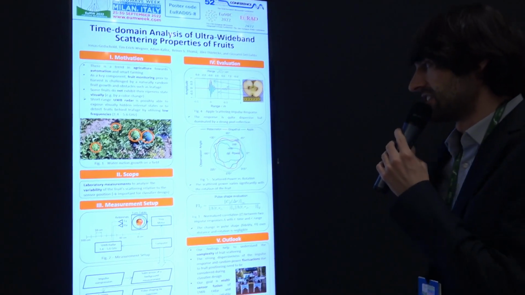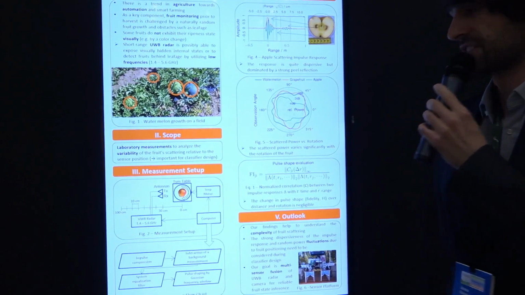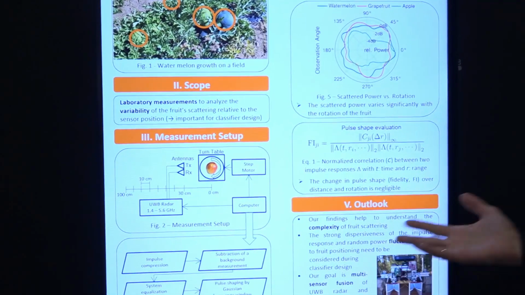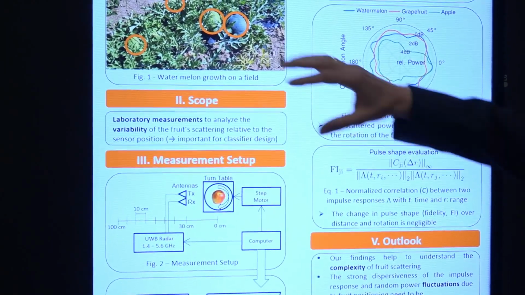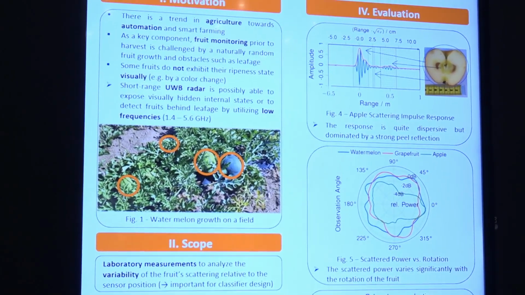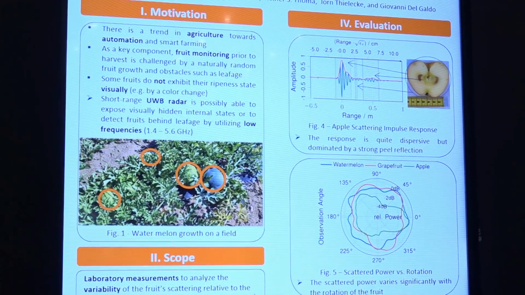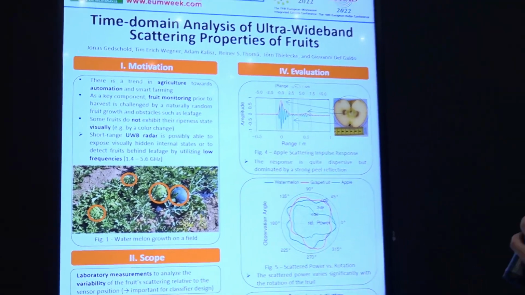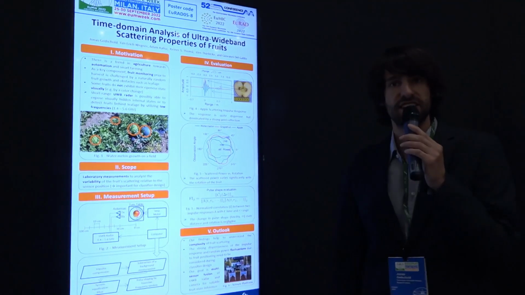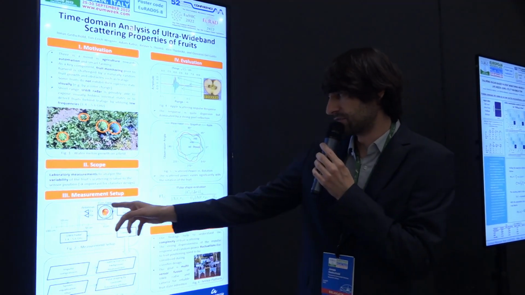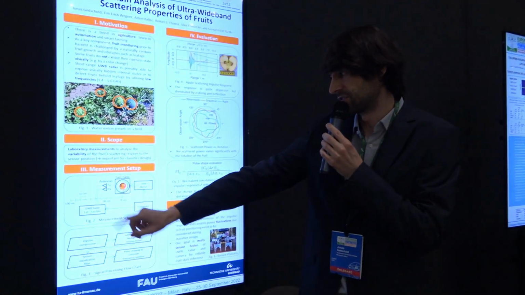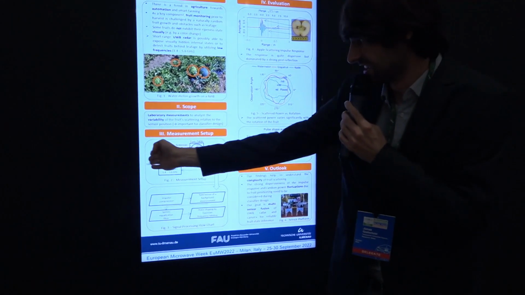So the scope of our publication are laboratory measurements to analyze the variability of the fruit scattering, which is important for classifier design. So when we want to classify the fruit and what ripeness stage it is, we need to know, does the measurement actually change when we observe the fruit from 1 meter distance or from a different point of view. And that's why we built this measurement setup where we place the fruits in the lab on a turntable. We could rotate the fruits in front of our ultra-wideband radar, which operates from 1.4 to 5.6 gigahertz. And we could also change the distance to the fruits.